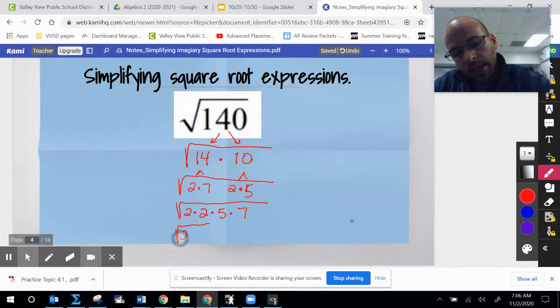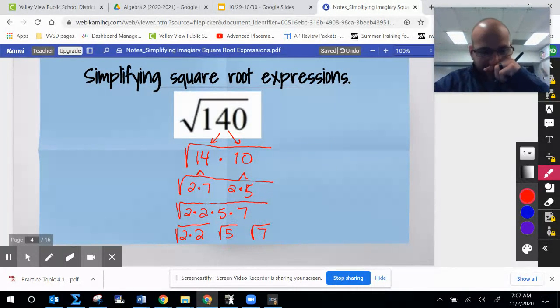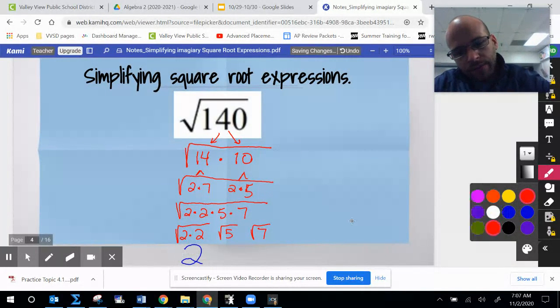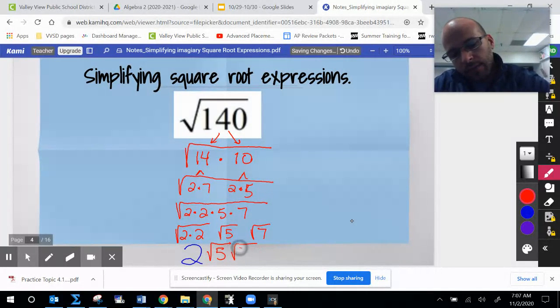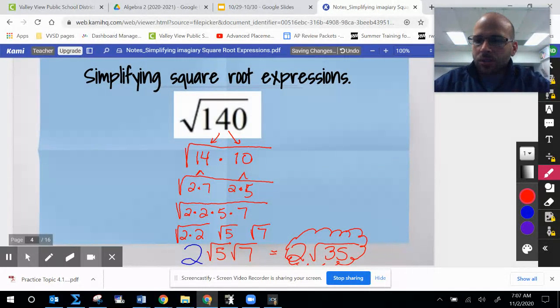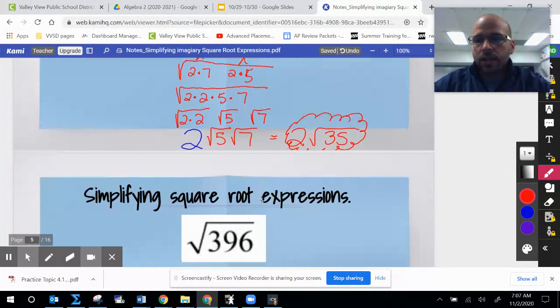I'm going to say I have the square root of 2 times 2, the square root of 5, and the square root of 7. The square root of 2 times 2 is just 2. And then I have the square root of 5, and I have the square root of 7. Now, if you ever have two radicals that you can't reduce, that you can't simplify, we can just put those back together, and that gives me 2 square root of 35. Again, when we put them back together, we're multiplying them, right? It's the square root of 5 times the square root of 7, so that's how I get 35. All right, I have more. We're going to keep doing this.